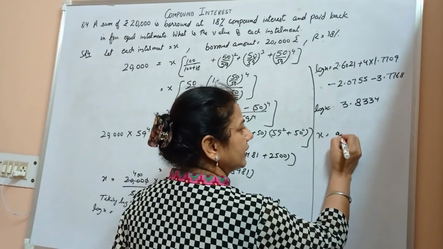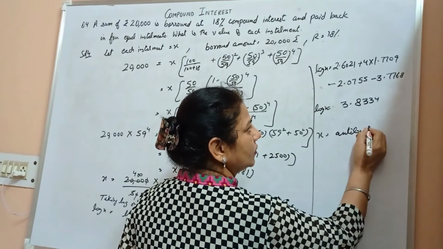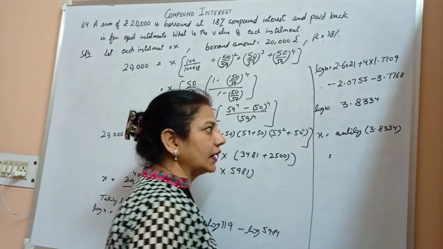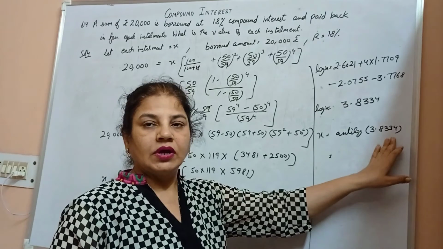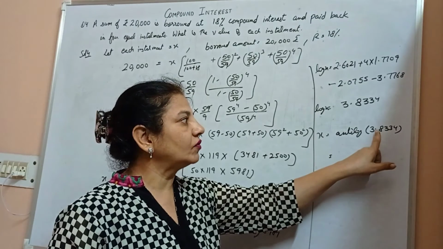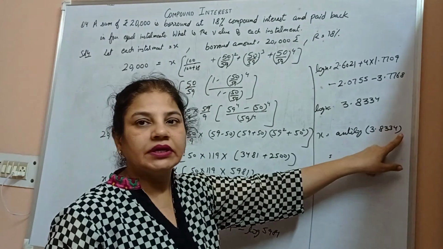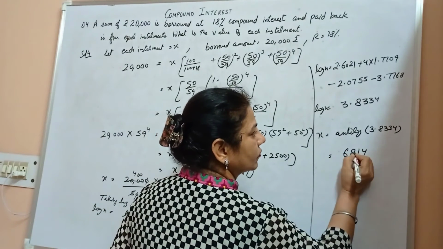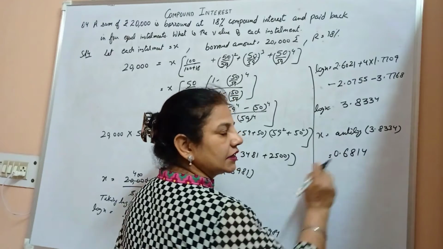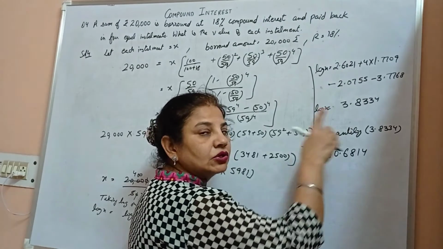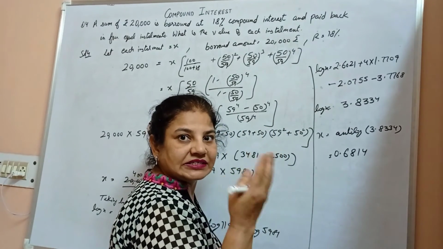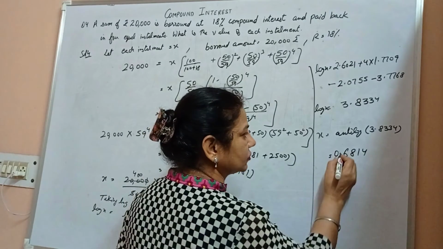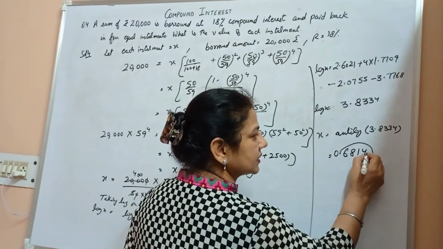To get the value of x, I will take anti-log of 3.8334. For 3.8334, what I will observe, I will check the anti-log of 0.83 down to 3 and down to 4. That gives me the result 6814, that is 0.6814. Here characteristics is 3, so I will put decimal after 4 digits. 3 plus 1, 4. I will put decimal after 4.